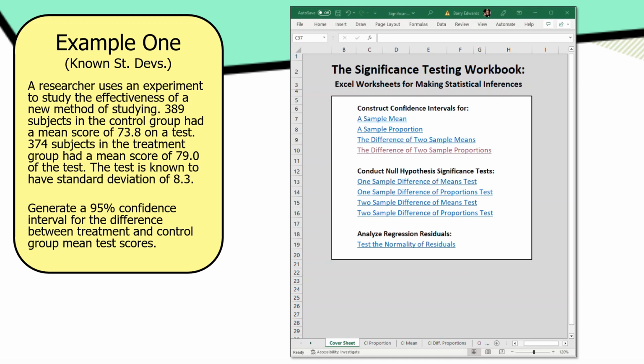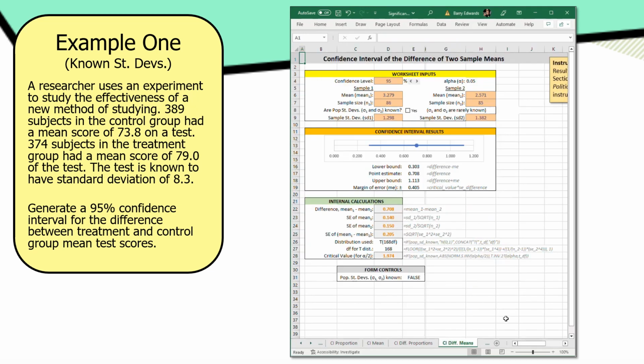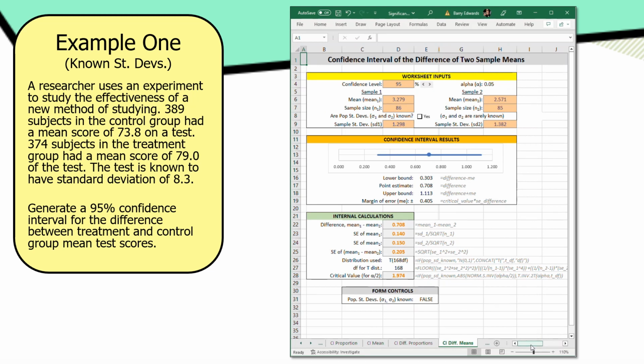So looking at the significance testing workbook, this is a difference of two sample mean problem. So I will click over to that worksheet. So let's fill in the worksheet inputs here. It starts with the confidence level. It's at 95, which is the problem I asked for, so I will leave that the way it is.